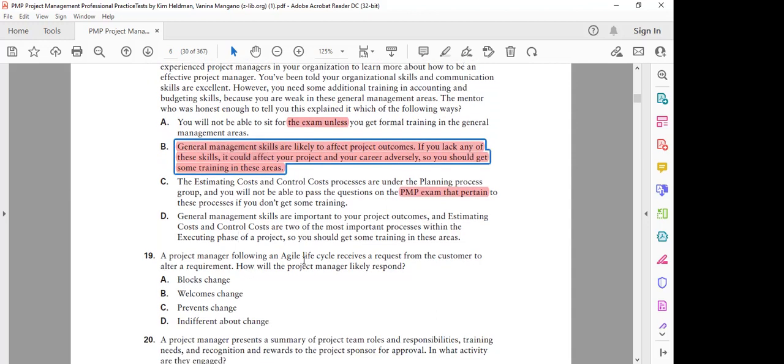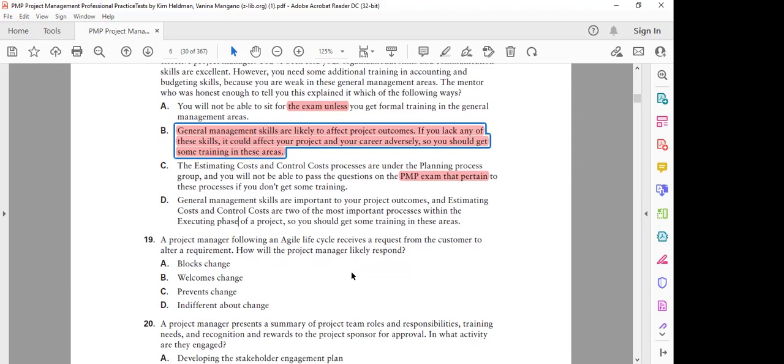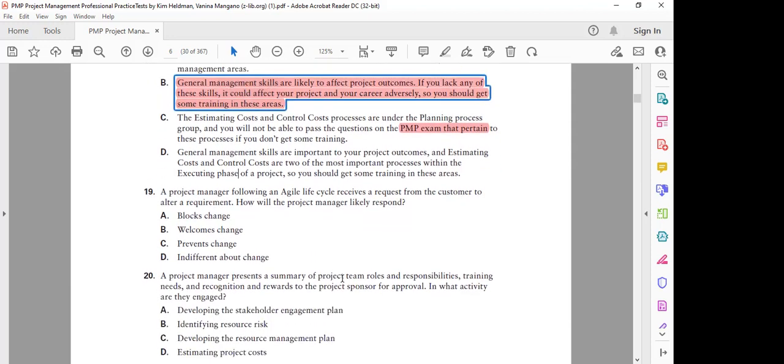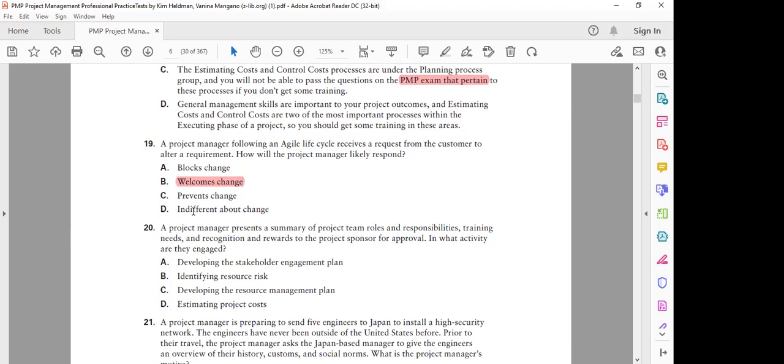Let's go to 19. A PM in Agile lifecycle reviews a request from the customer to alter a requirement. How will a PM likely respond? Easy answer. Come on. What is the answer? Exactly. In Agile, we welcome changes. Very good. It was crystal clear.